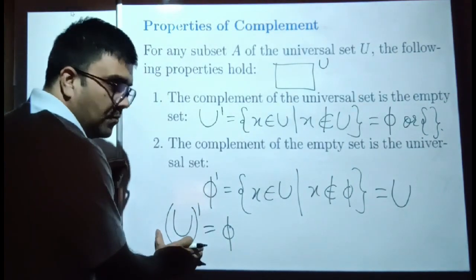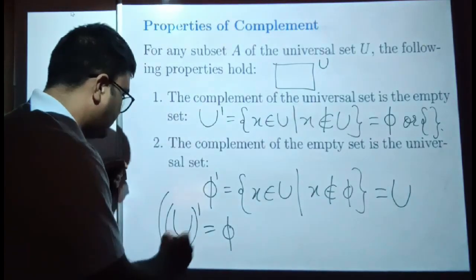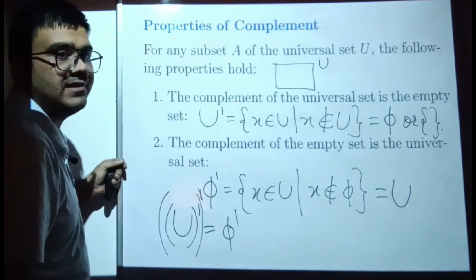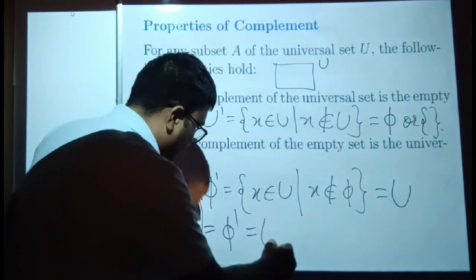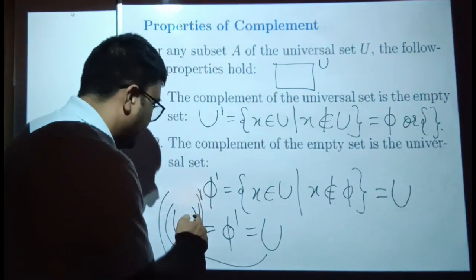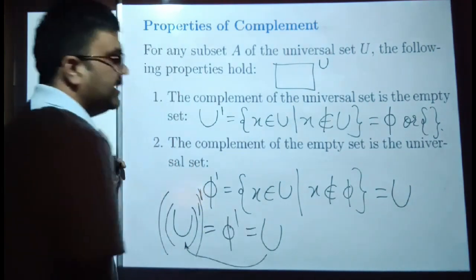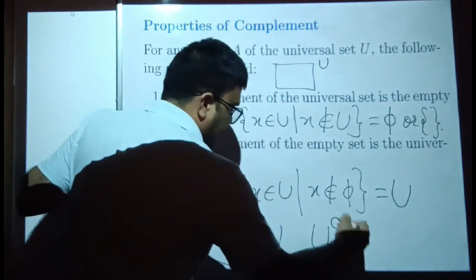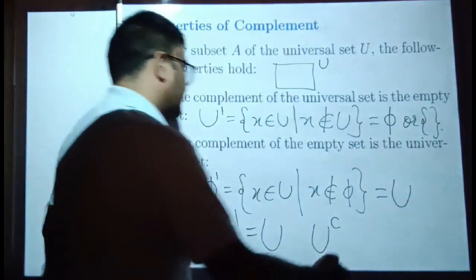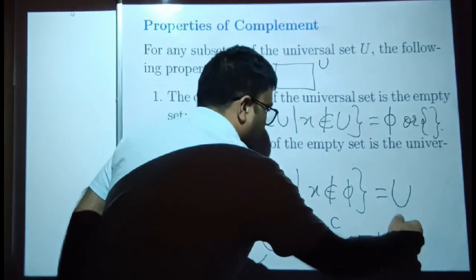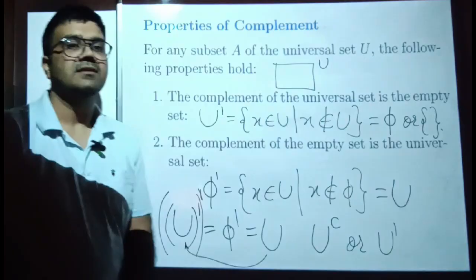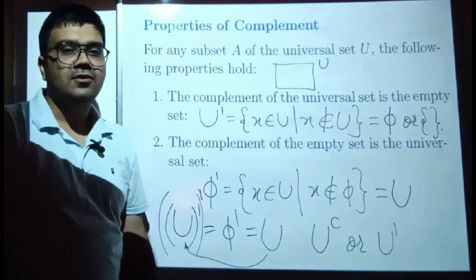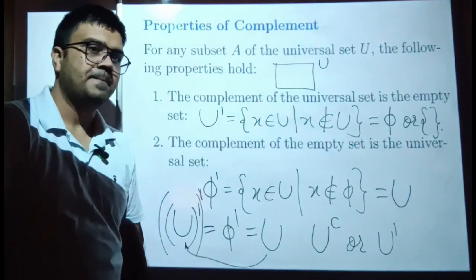Now if I take the complement of this set again, the complement of the set phi, I will obtain the universal set, because the complement of the complement of a set is the set itself. In some cases we can also write the complement with C, or we can represent the complement of a set U with a dash over it. So it is up to you how you want to represent it. You can use either of these two notations.